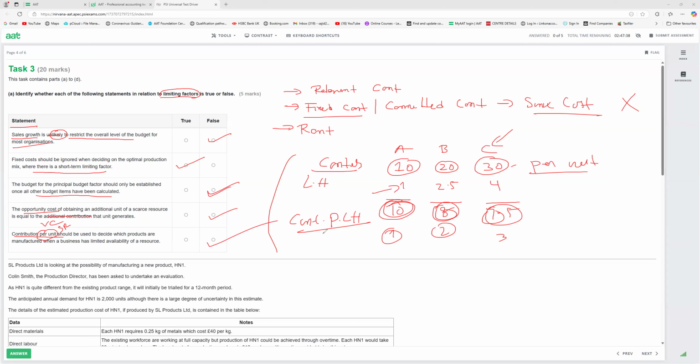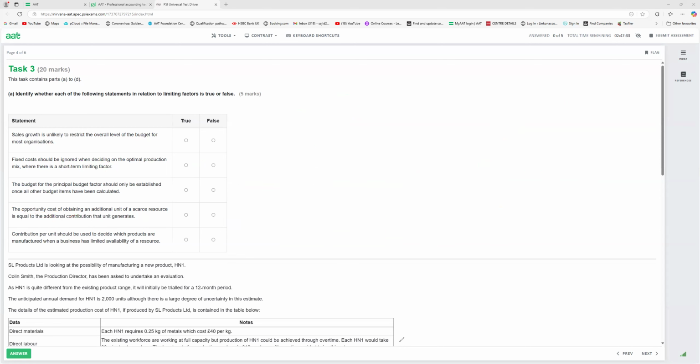So this is our first true and false slide. Let's move to the next one. The next one we have here.